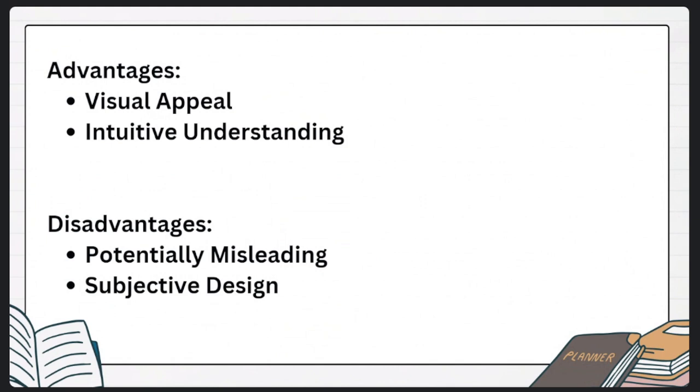Disadvantages. It is potentially misleading. The use of simulated lighting and shading can sometimes give the impression of significant height differences where they might not exist, potentially leading to misunderstandings about the terrain. Subjective design. The choice of lighting angles and color schemes is somewhat subjective, and different map makers might create different shaded relief maps of the same area. This can lead to inconsistencies and confusion among map users.